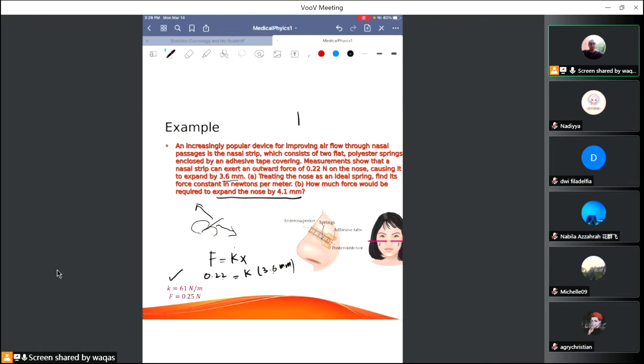Okay, so you can again use F equal to K and X. So K you can find from here and you can use here. This K is basically 61. And now the X is 4.1 millimeter, so you can find the force. Okay, any question? Do you guys understand? Yes, sir. Okay, now we have a 10 minutes break and then we can start again.